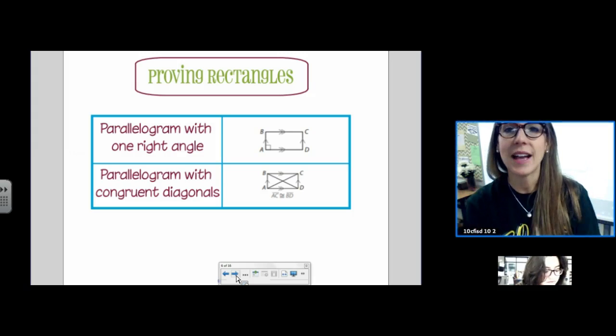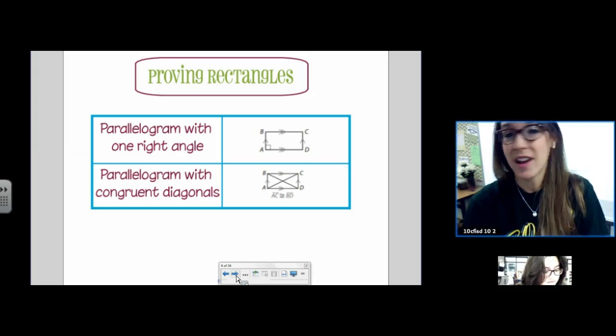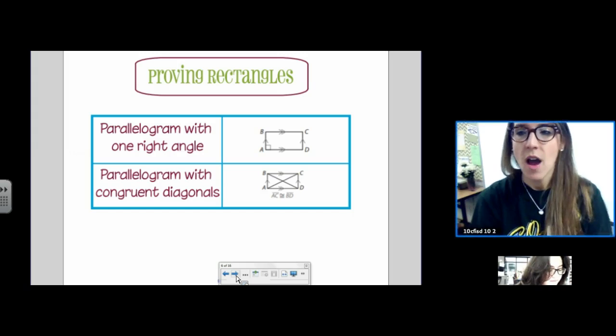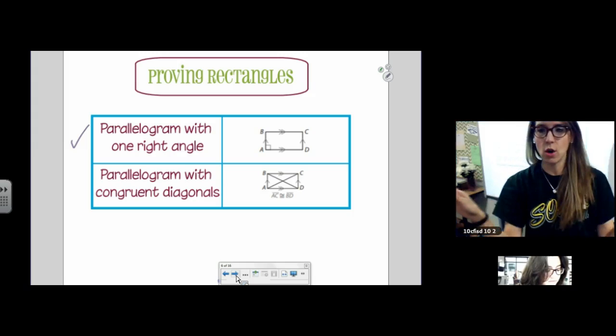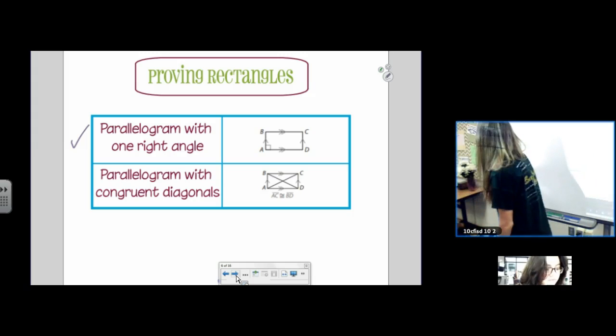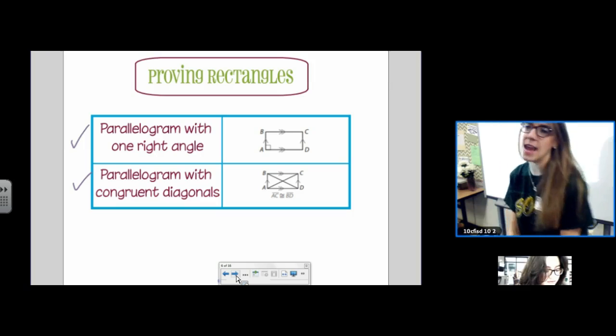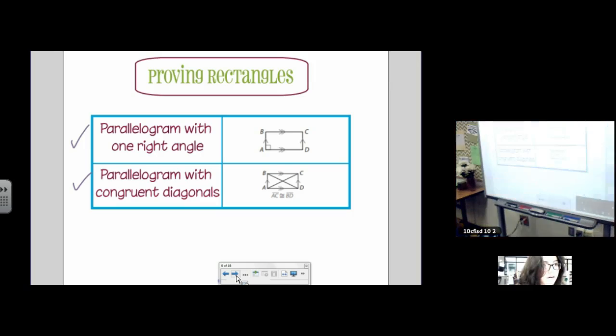What do I need to check to make sure it's a rectangle? Do I have to check all of its properties? No. I only have to check one of these things. If this one's true, it's over. It's a rectangle. If this one's true, it's over. It's a rectangle. So you only have to show that one angle is a right angle.